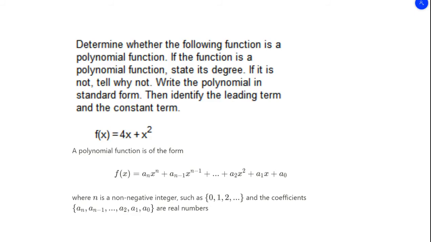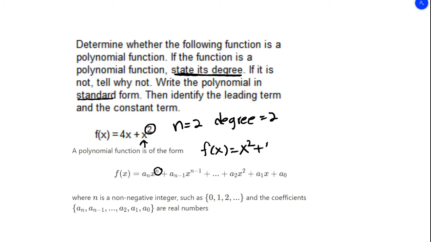Now we want to state the degree. The degree of that polynomial function is this highest power on the variable. So for our example, n will be 2 because that is that highest power on x. So n is 2, the degree is 2. And for us to write this polynomial in standard form, the adjustment that we're going to make is to write it in descending order so that the highest power is first. So that would be f of x equals x squared plus 4x.